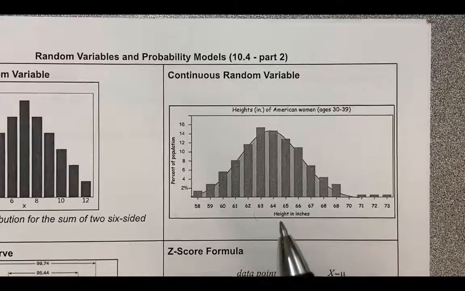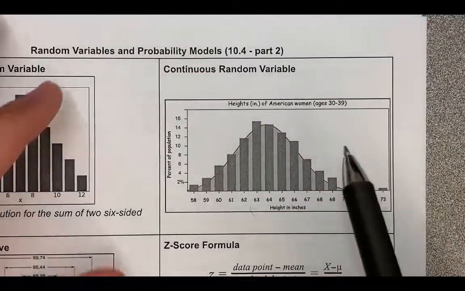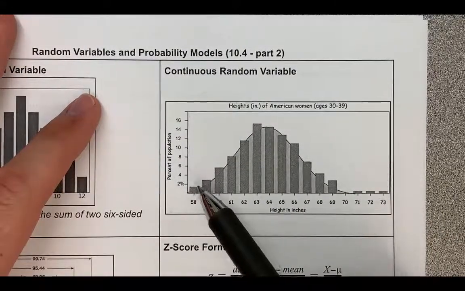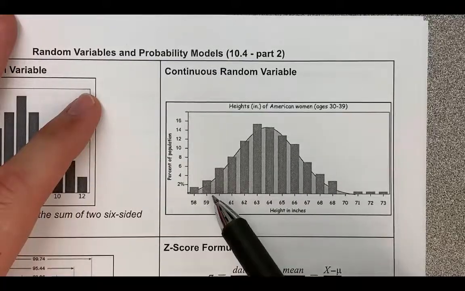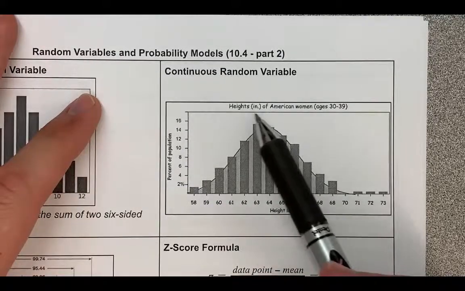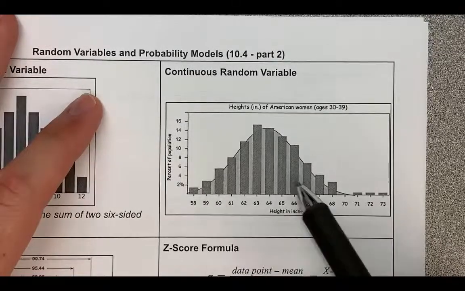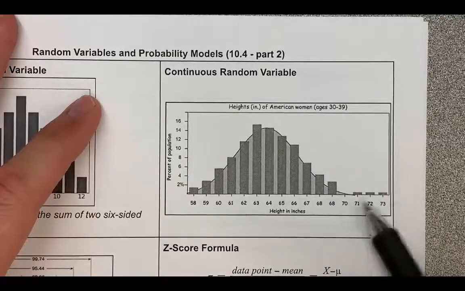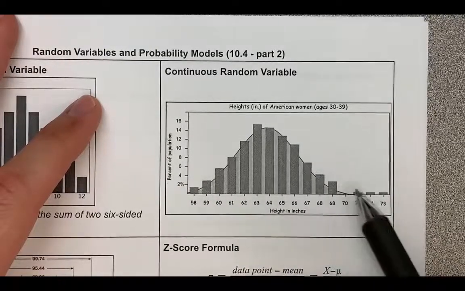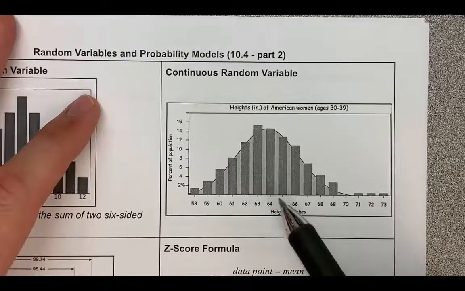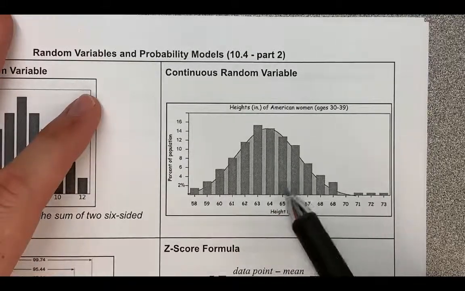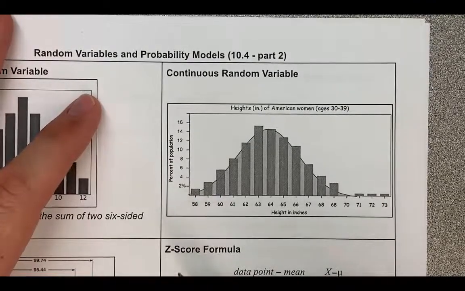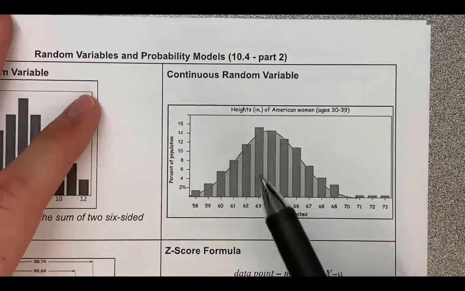In this lesson we're going to talk about continuous random variables. These are variables that can take on any real number on a certain range of values. If we look at heights of American women from ages 30 to 39, there is any height between roughly 58 inches up to 73 inches. Any height in between there, a woman could be that tall. We call that a continuous random variable because it could be any real number on the interval, as opposed to just discrete, countable, whole number values.